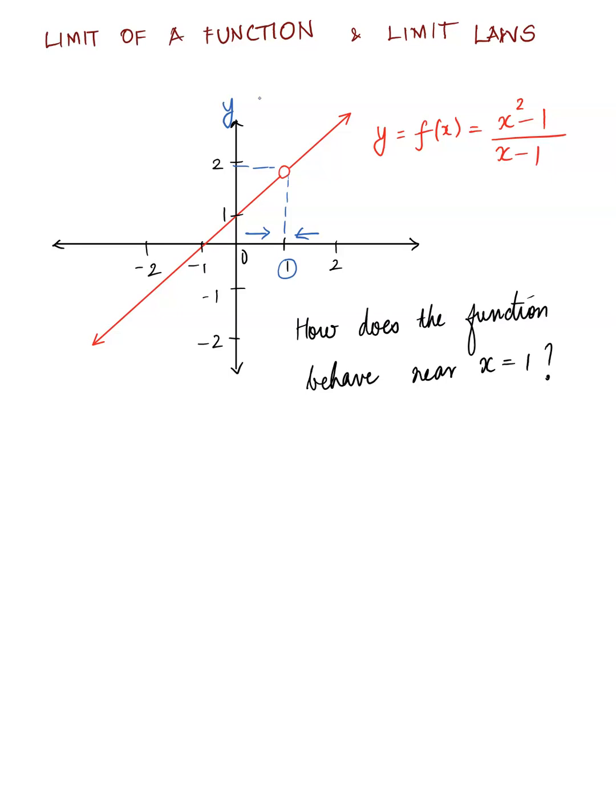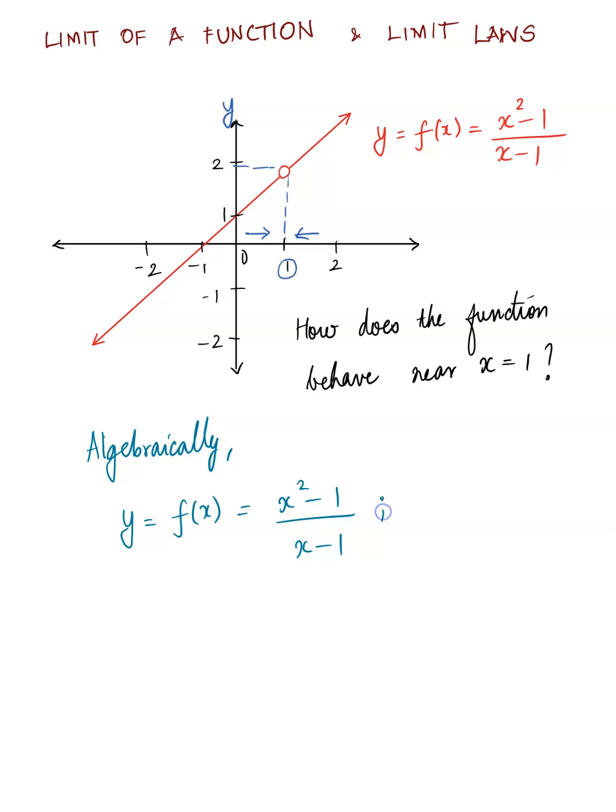Now let's go algebraically. Okay, algebraically, what happens? So let me write that down here. So algebraically, what we do is we take the function x squared minus 1 over x minus 1, and we immediately see that it's possible for us to simplify this.